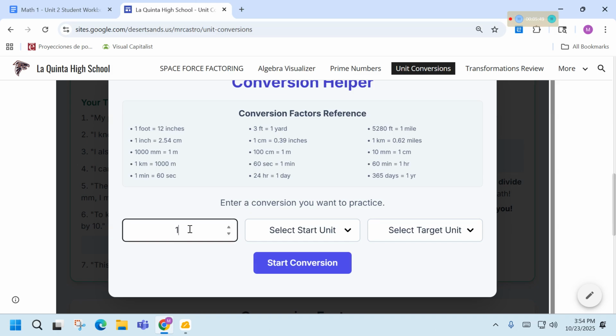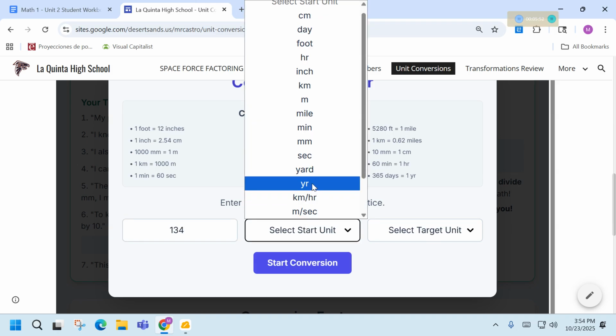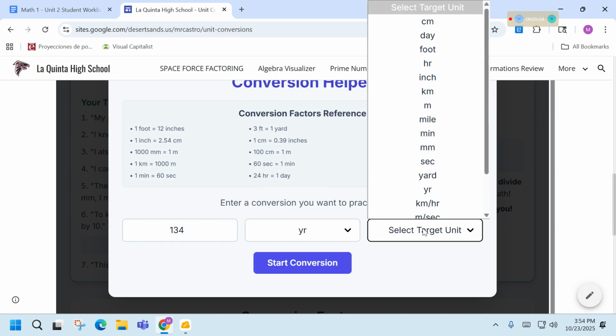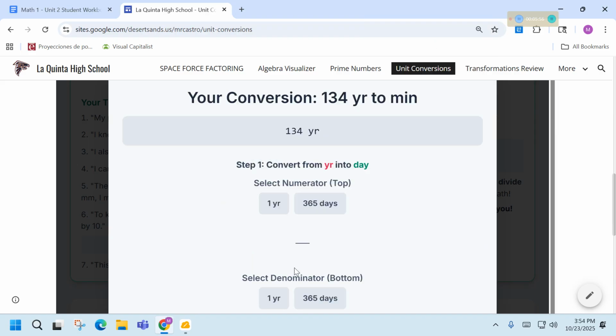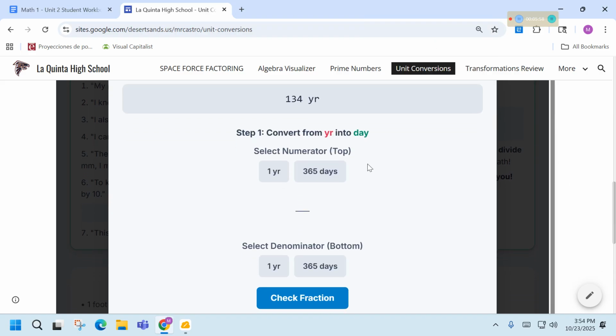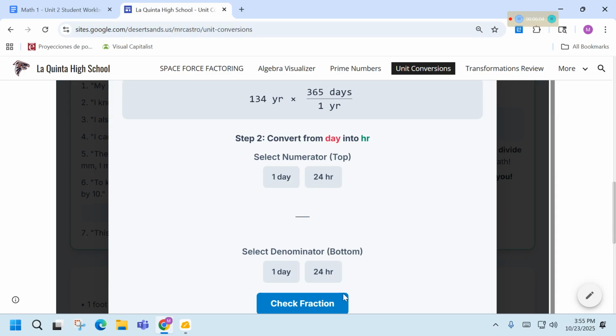So we'll do 134 years. So put YR for years, and then for here we'll put minutes. Hit start conversion. And now you have this idea. It's time to go from years to days. So the years are on bottom and the days are on top. Okay, the days are on bottom and the hours are on top.